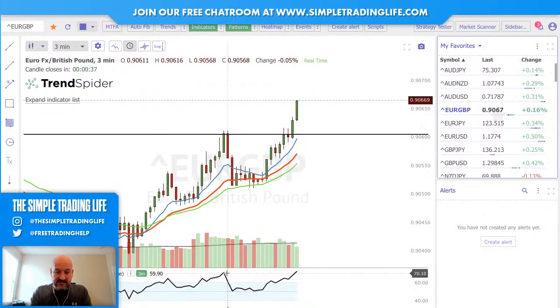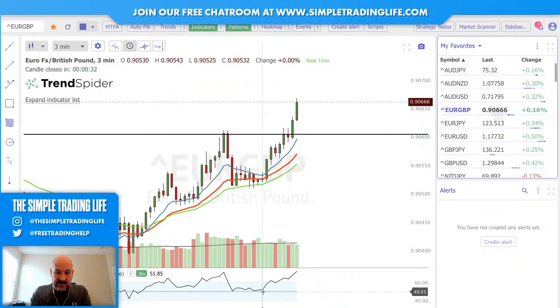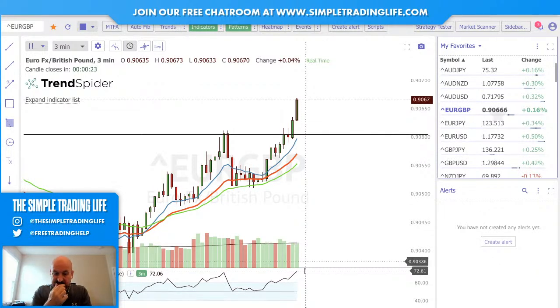Where is momentum? Okay, well longer term, it's flat. In the very short term, it's to the upside. Okay, and we'd be looking for long trades. So I would say either that's neutral or maybe a check.